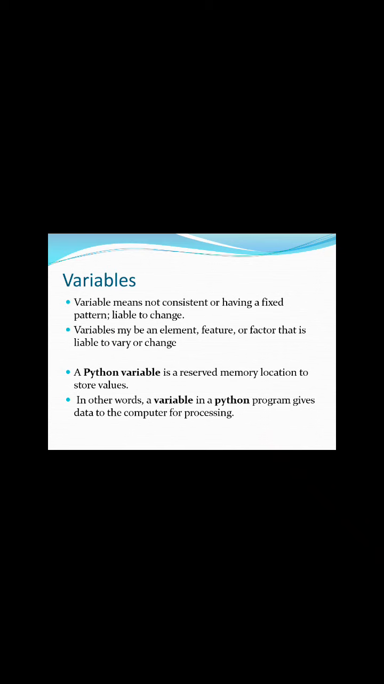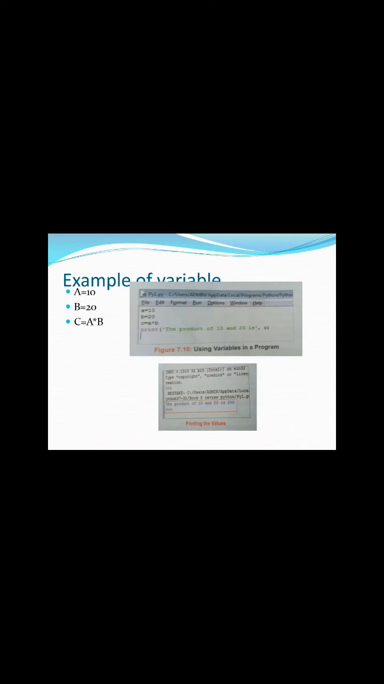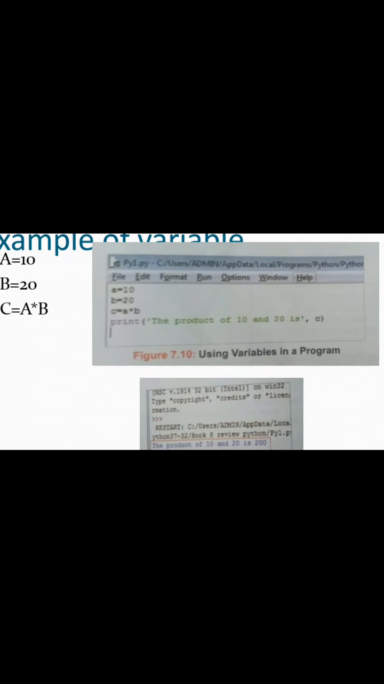Now to declare that variable we use an identifier. See here, A equal to 10, B equal to 20, C equal to A into B. As you can see, I have written the same thing in a program code window, and I want to print the output C. So how do I write it? Print, the product of 10 and 20 is, written in single quotes, comma C, because in C the answer is stored. So we never keep a variable in quotes. I also explained this in the previous class, children.